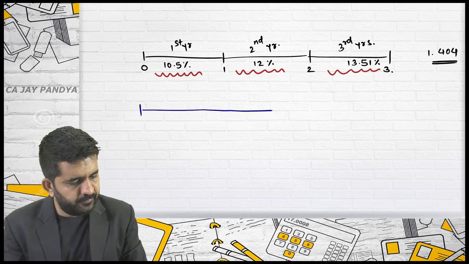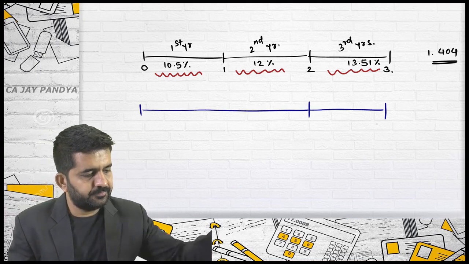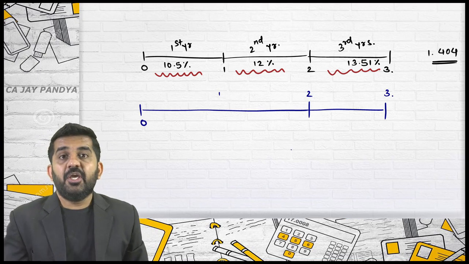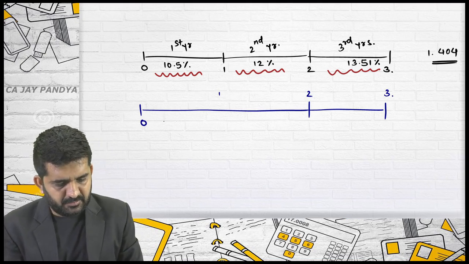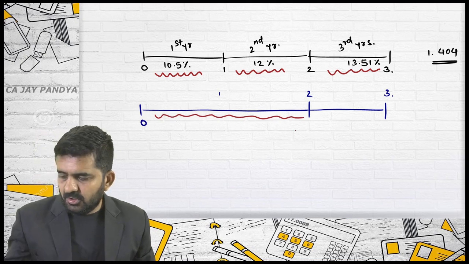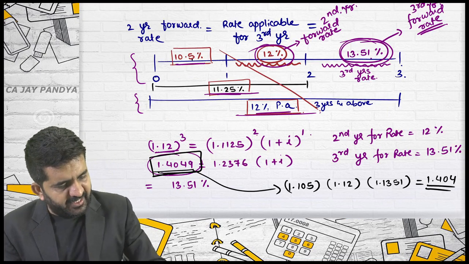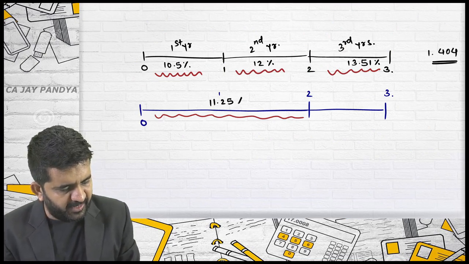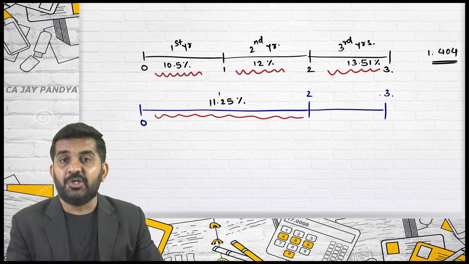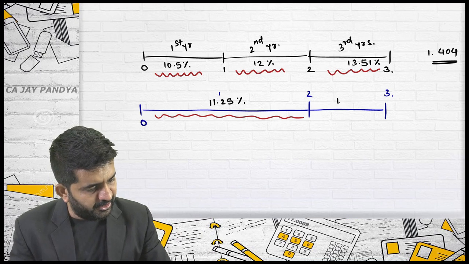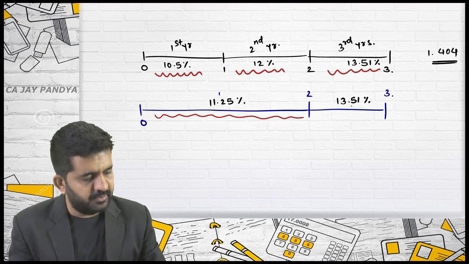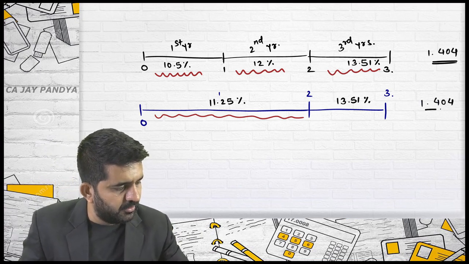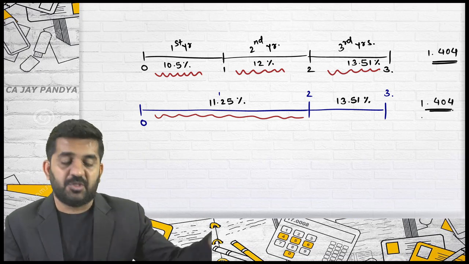Second route. Zero, here is 1, 2 and 3. If you invest for the first 2 years, what is the interest rate applicable? 11.25%. And in the third year, what is the interest rate you are getting? 13.51%. If you invest 1 rupee through this route, then also the amount will be 1.404 after 3 years.